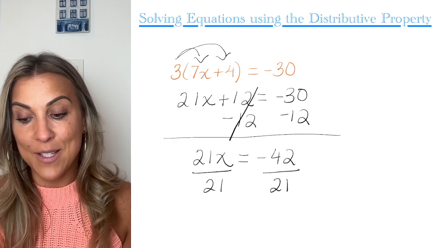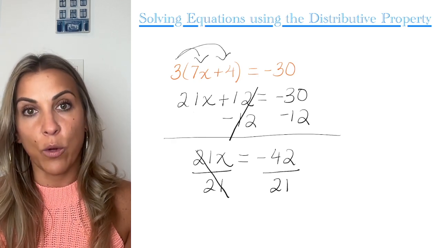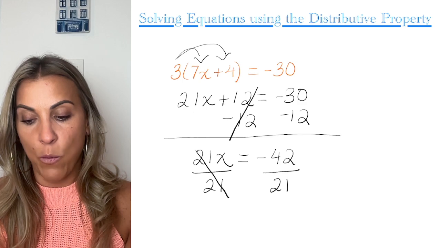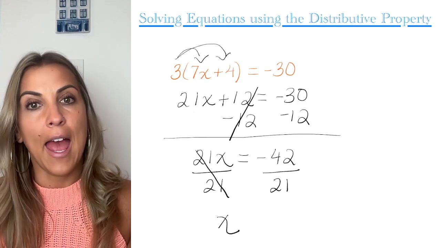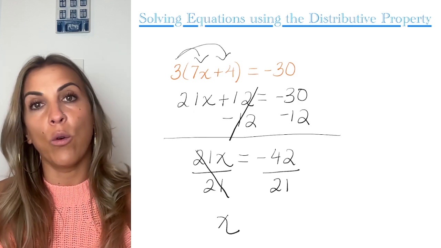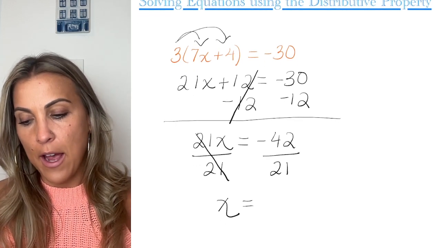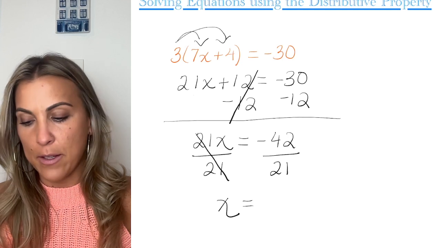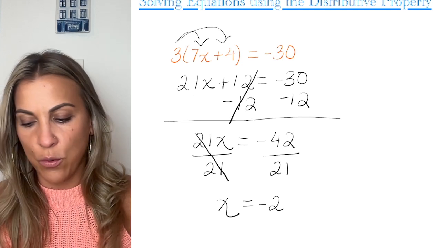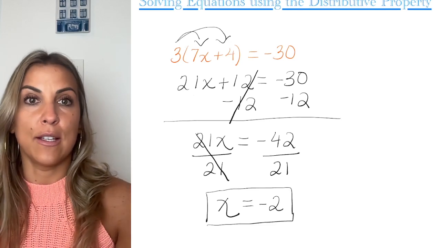Why? Because again, this will cancel out, but for a different reason. 21 divided by 21 is 1, and 1 times x is just x. So now as you can see, I've isolated the x. I've achieved my goal of getting that x by itself. And on the right side, all I have to do is divide. Negative 42 divided by 21 is negative 2. And x equals negative 2 is the solution to this equation.